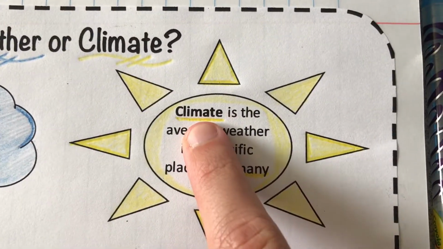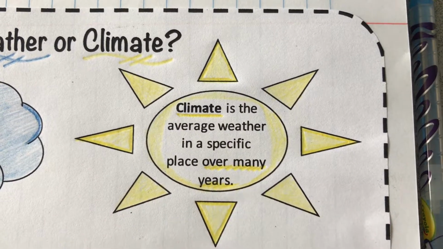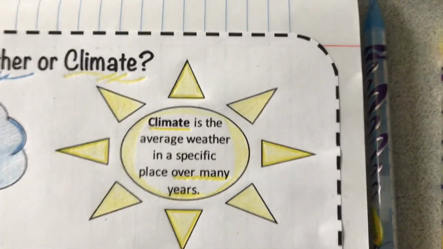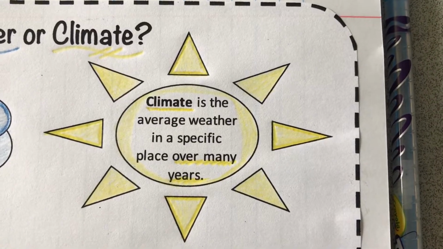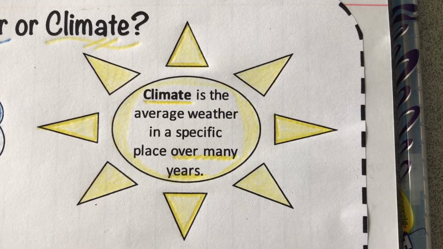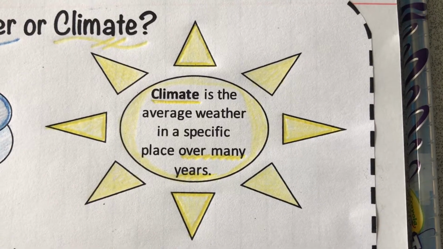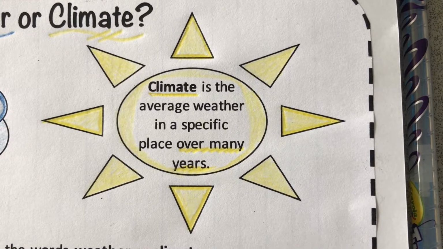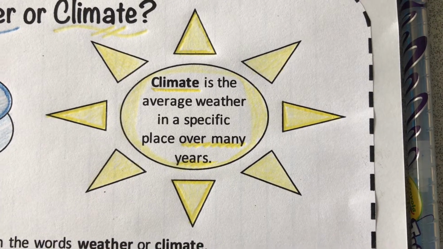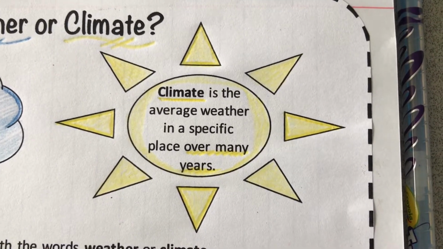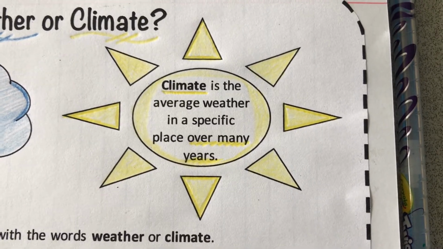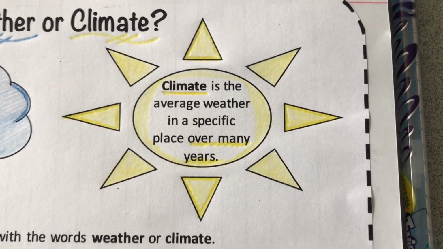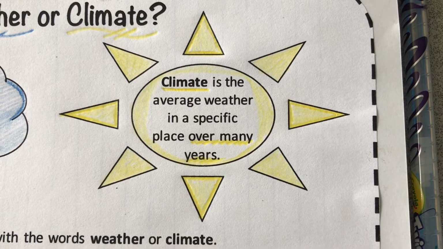So if we can underline climate and we can put over many years. For example, if we talk about the climate of Ohio, we might say that in the summer, the climate would be very warm and humid, about 90s, where in the winter, it can get down into the 30s, and that's like the average, right? It might be a little warmer, it might be a little colder, it might snow some days, it might not, but climate is just average weather over specific times.